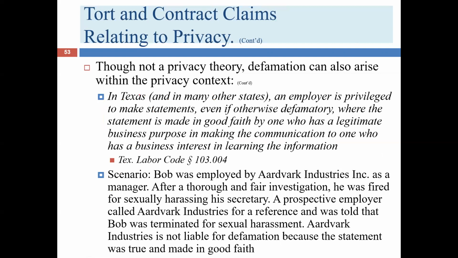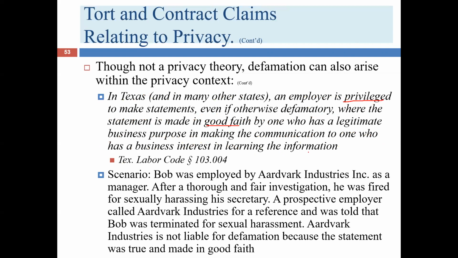Here we'll talk about this little tidbit, then we'll actually pull up the statute. In Texas and many other states, I think it's most states, there is a statute that is intended to give employers some protection when employers give references for their current or former employees. Let's see what the text says. An employer is privileged, we'll talk about what privilege means in a second, to make statements, even if otherwise defamatory, where the statement is made in good faith by one who has a legitimate business purpose in making the communication to one who has a business interest in learning the information.